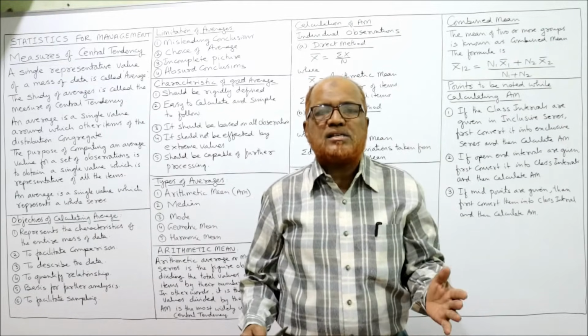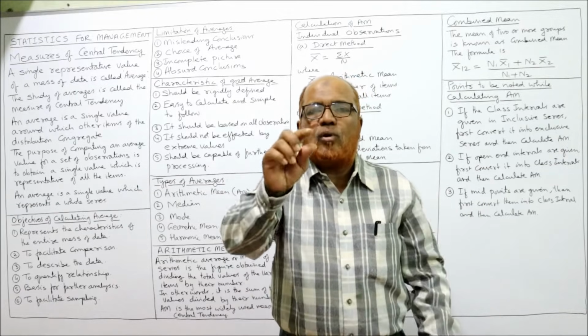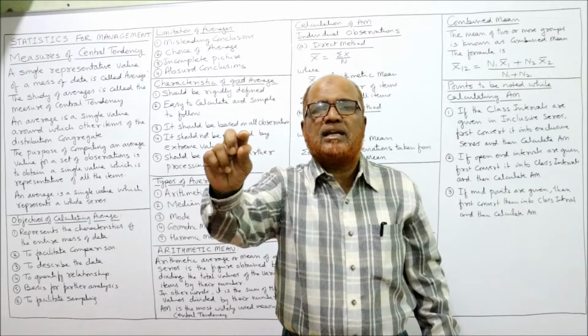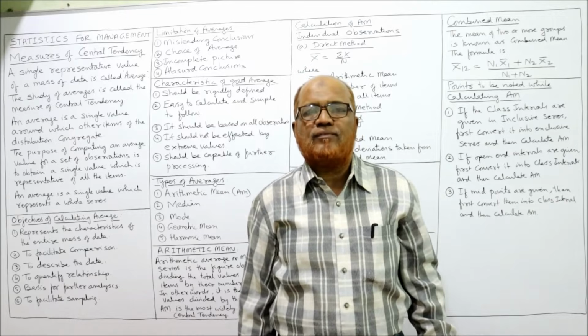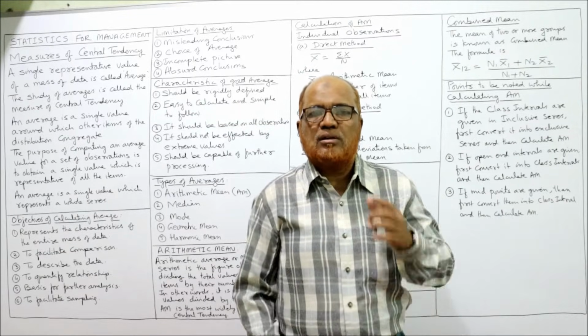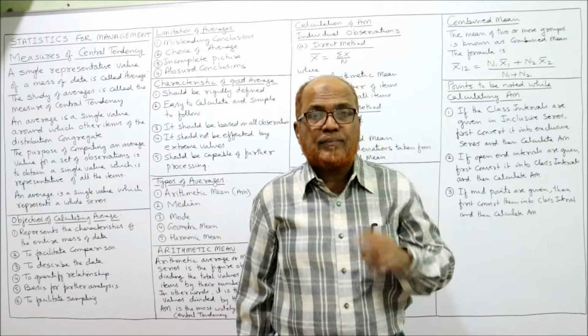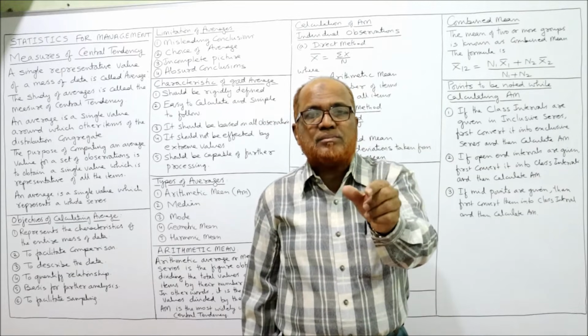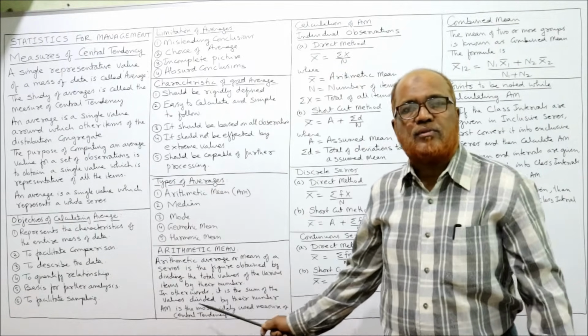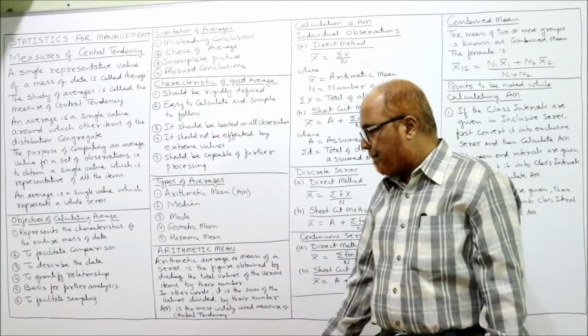And how many students are there? 10 students. So 450 divided by 10. You will get 45. So 45 is the average. 45 is the arithmetic mean. So take the total of all the items divided by number of items. That is called arithmetic mean.